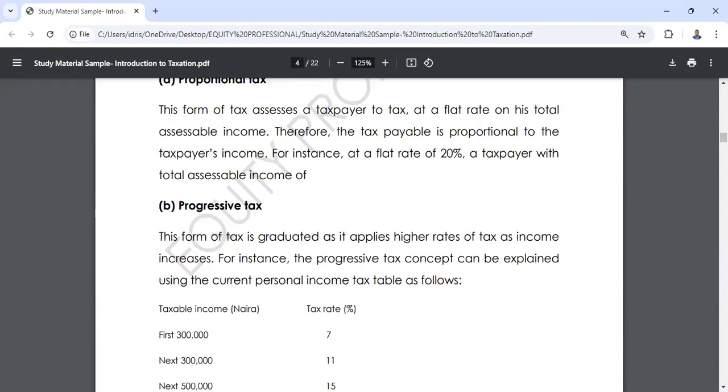That means personal income tax, the pay as you earn that they deduct from our salary every month, is progressive in nature. Do you understand? What that means is that as your salary is increasing, your tax rate is increasing. Somebody earning 200,000 in a month will have a higher tax rate than somebody earning 50,000 in a month. Somebody earning 1 million in a month will have a higher tax rate than an employee earning 500,000 in a month.